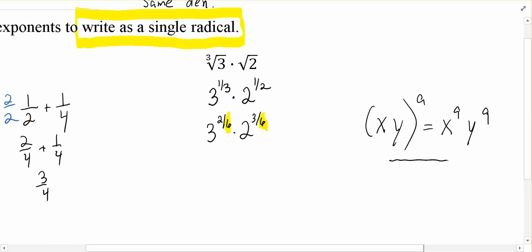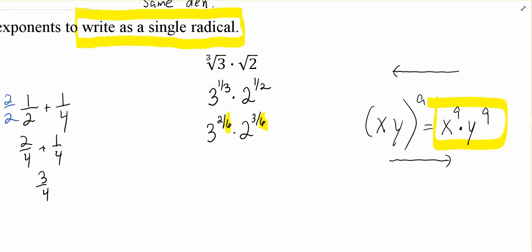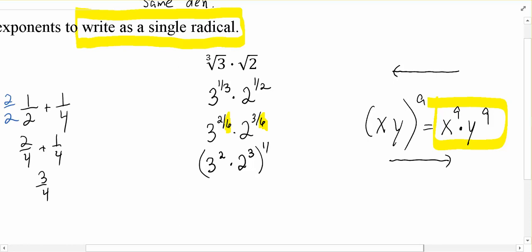And we usually go from left to right with this rule. We usually take the a power to each. But this rule could go right to left as well. That if you have a product of two exponents that both have the same power, you could pull that power out. And that's what we're going to do here, is we're going to say 3 squared times 2 cubed. I can pull the 1/6 power out.